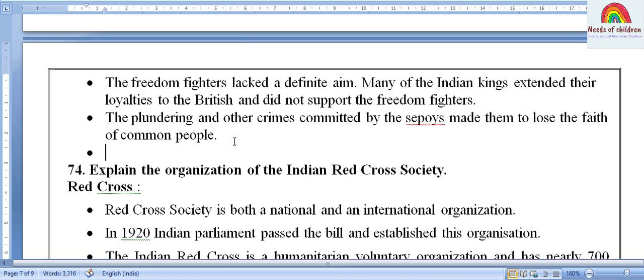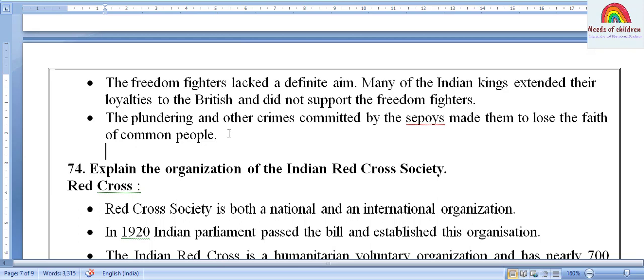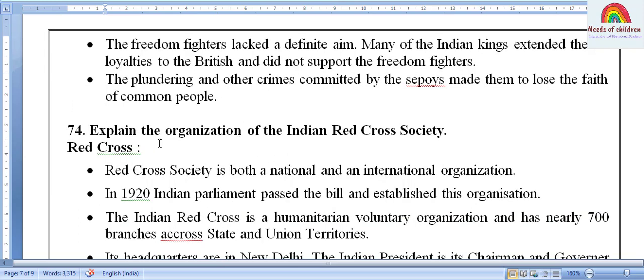So these are the points for the answer. So let's move on to next question. Next question: explain the organization of the Indian Red Cross Society. Dear friends, this is a question from the 9th standard political science, the lesson named Defense of the Nation.